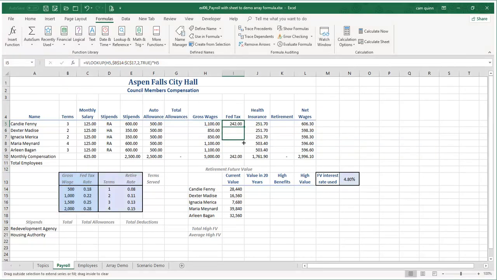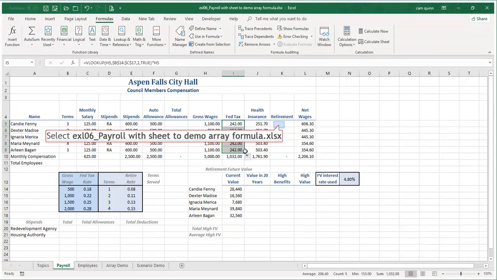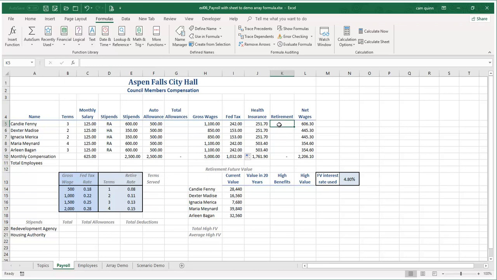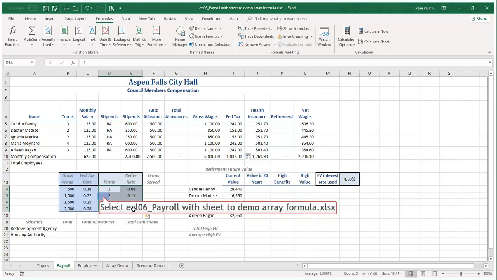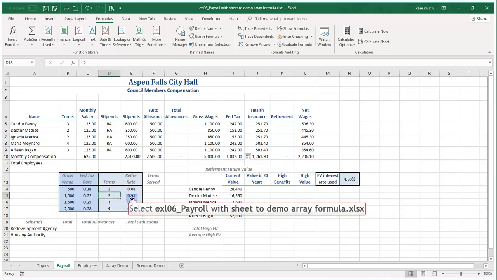Okay, all right, so let's do the same thing now to figure out the retirement rate. The retirement rate is down here, and it's based on the terms. So somebody who's been a one-term counselor is going to be paying 8%. Somebody who's 2 years is going to be paying 11, 3 years is 13, 4 years is 15.